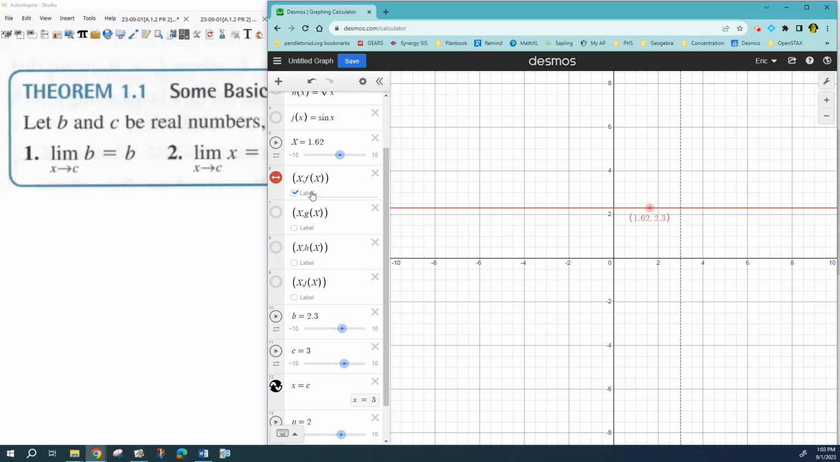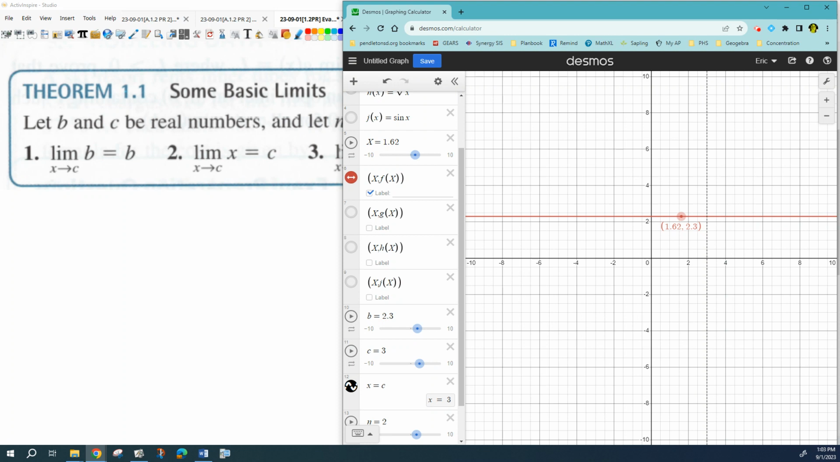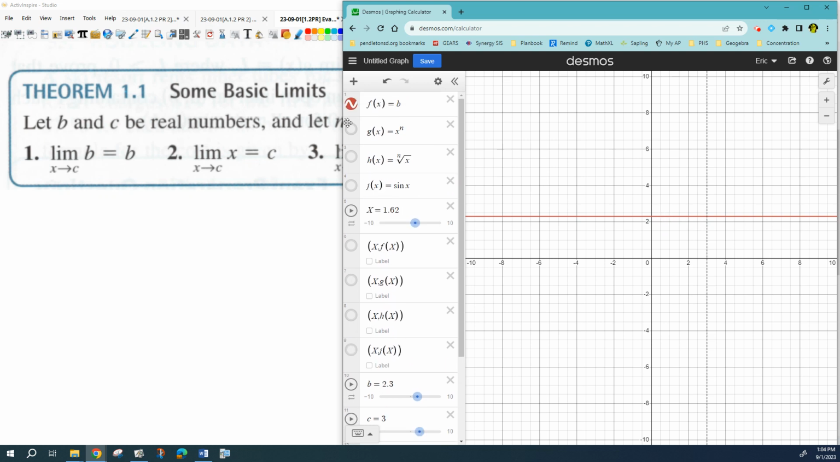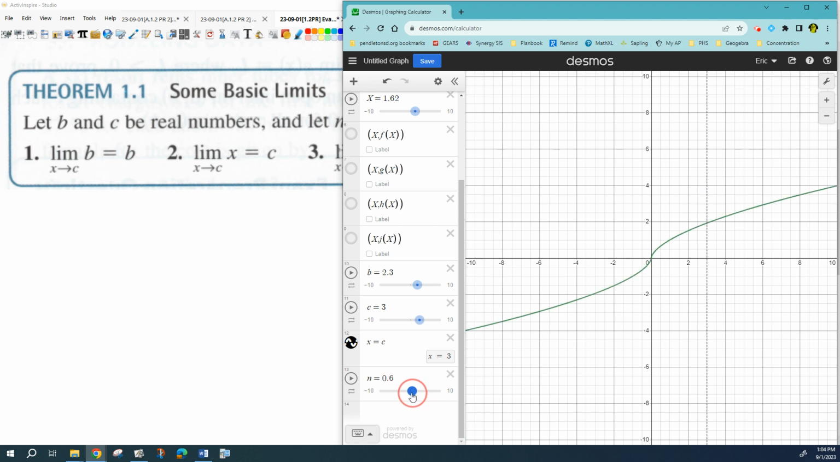Okay? How about the next one? Let's look at this next one. The next one is the limit of f of x equals x. Isn't that just a diagonal line with a slope of 1? If we graph that function, I got to go down here and fix this. Hang on. Looks like that, doesn't it?